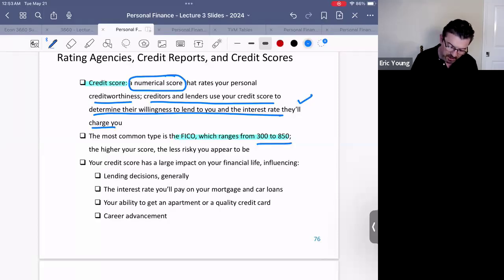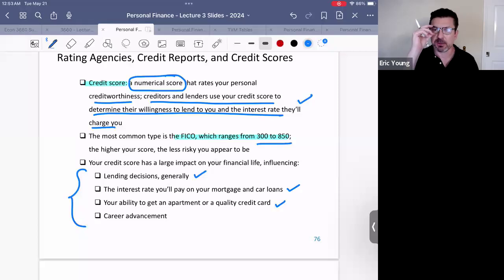Okay. Don't underestimate how important this score is. Your credit score is going to impact lending decisions generally. Are you going to get a loan or not? If you get a loan, are you going to pay a high rate or a low rate? And it's even more than that. Your ability to get an apartment, landlords check this. They don't sign leases with risky people. Get a good credit card.